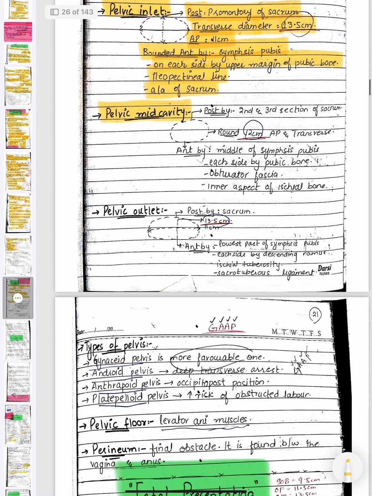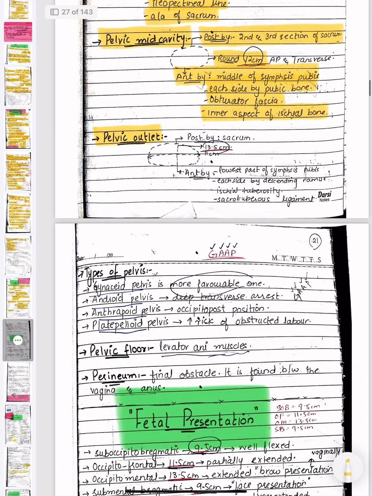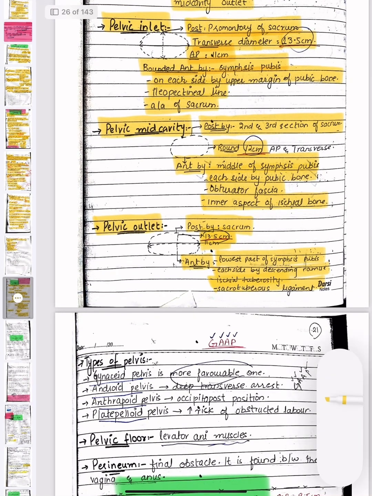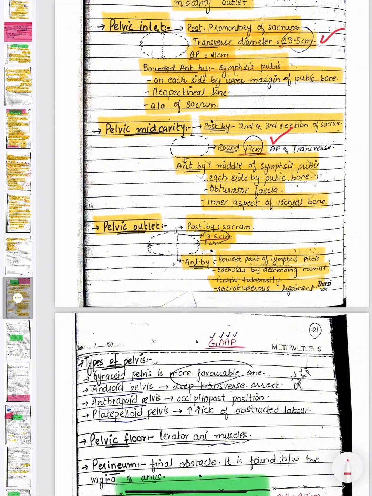Now the pelvic mid cavity: posteriorly we have the second and third sections of the sacrum. It is round, and anteriorly it is bounded by the middle of the symphysis pubis, on each side by the pubic bone, obturator fascia, and the inner aspect of the ischial bone. The pelvic outlet: on the posterior side the sacrum is present, with a diameter of 13.5 centimeters, and anteriorly it is covered by the lowest part of the symphysis pubis and on each side by the descending ramus, ischial tuberosity, and sacrotuberous ligament. So you should remember this. The diameter is important: the inlet is 13.5 centimeters, and the pelvic outlet is also 13.5 centimeters.